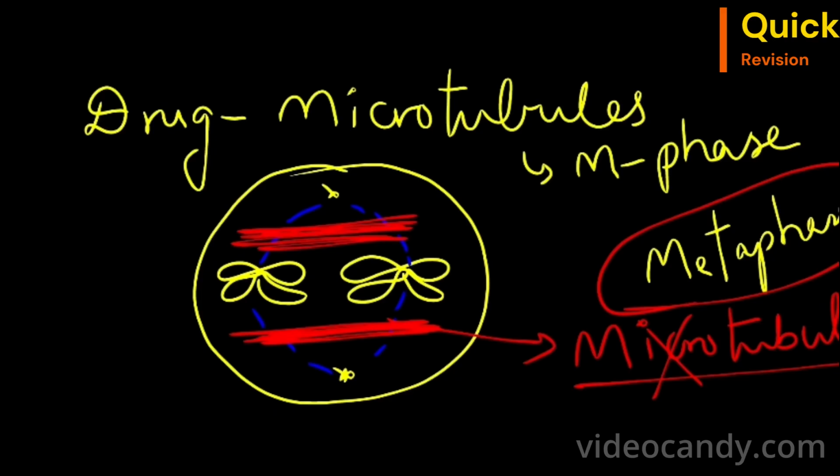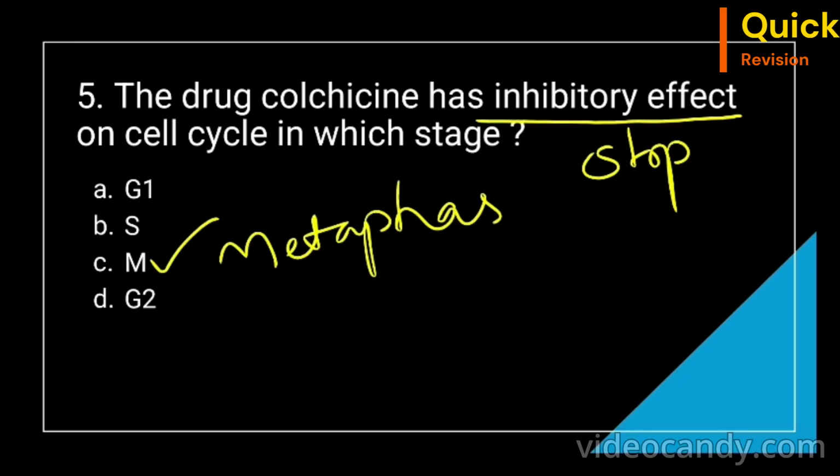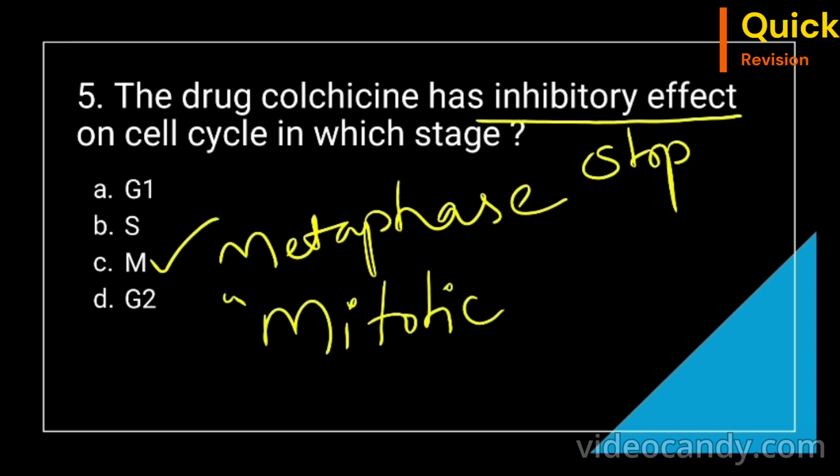Okay, so let's go back to the question. The drug colchicine has inhibitory effect on cell cycle in which stage? So now you can answer, it will be in the M phase. Specifically speaking, it will be the metaphase, and for this very reason it is also called a mitotic poison.